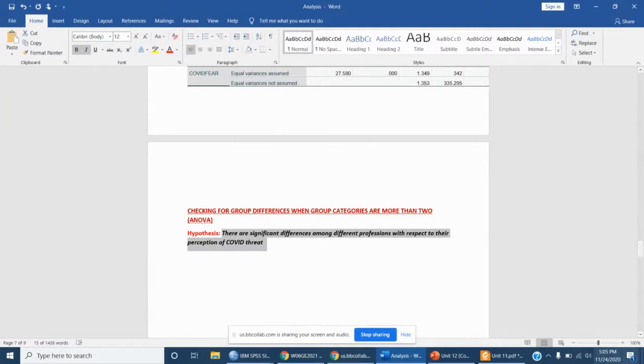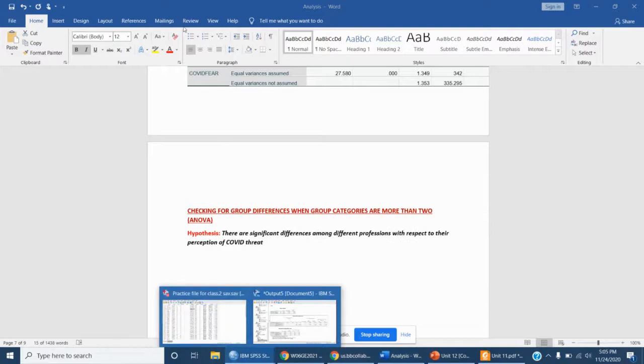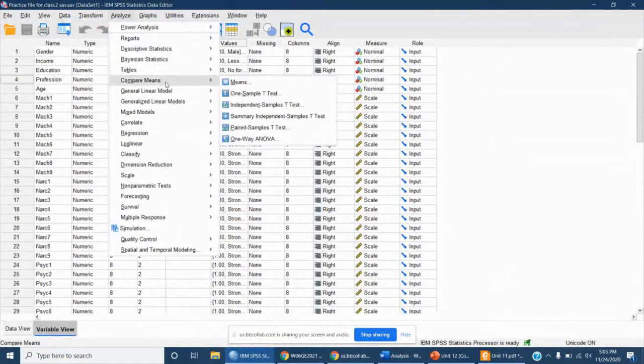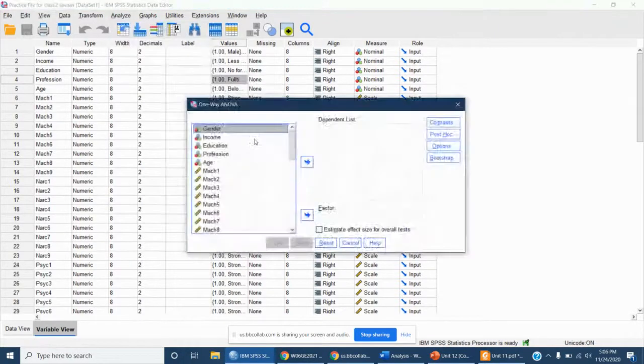So this is our hypothesis. Let us check this particular hypothesis. I will go to the analyze button once again. There, I will choose compare means, and in the compare means section, I will select one way ANOVA. So I have selected one way ANOVA. There are two boxes here. One is dependent list, and the second one is factor.